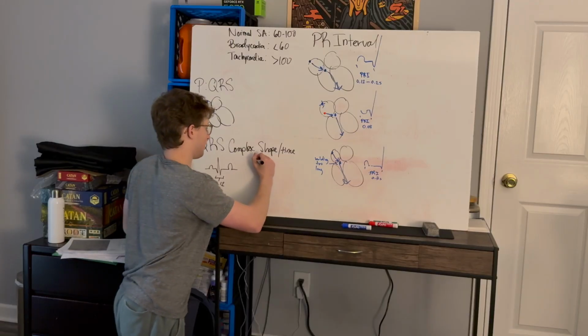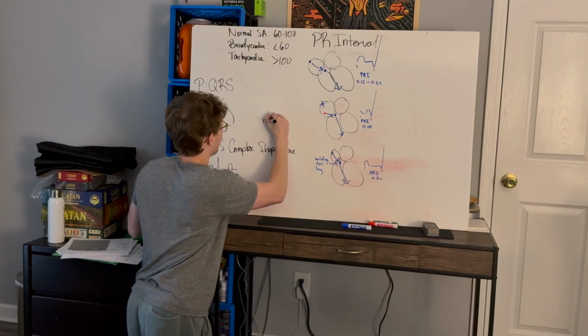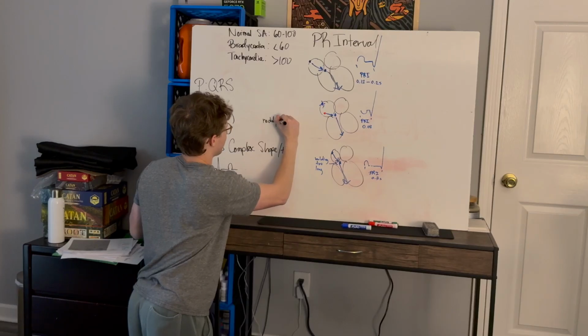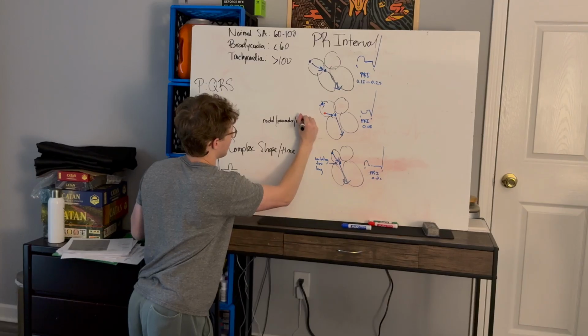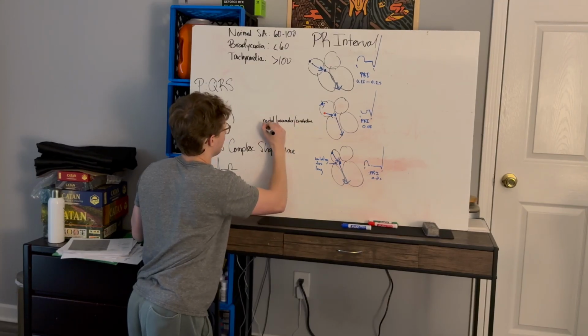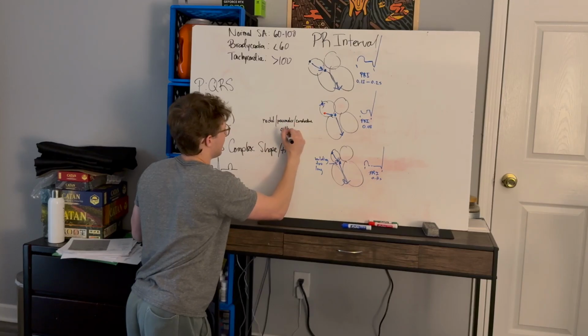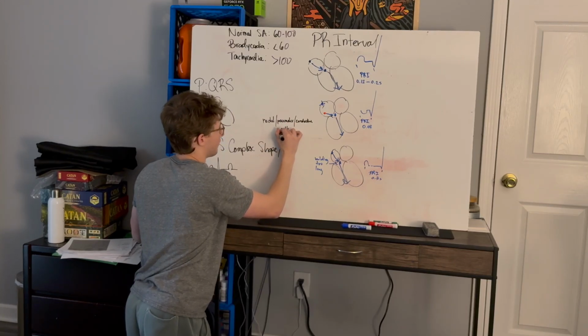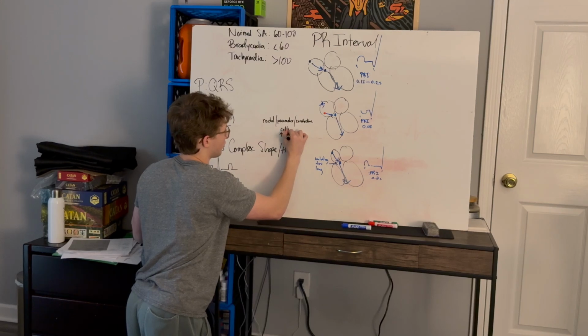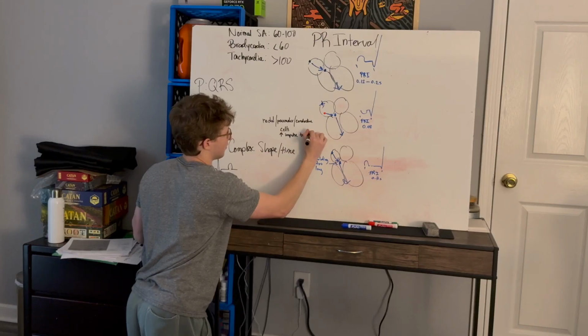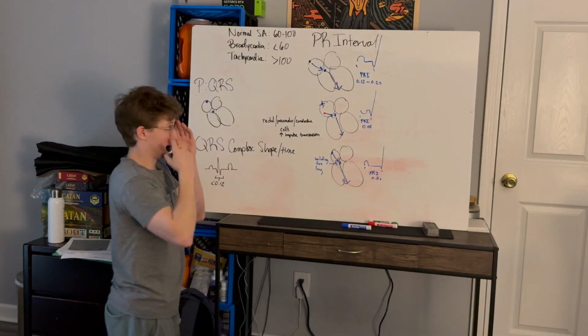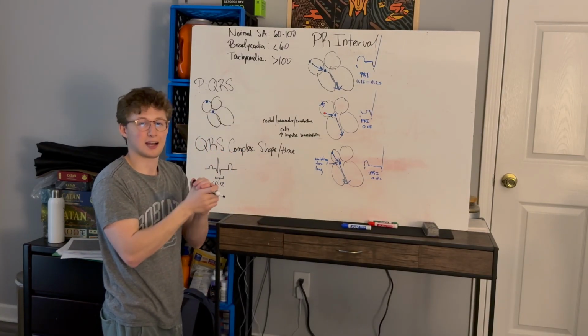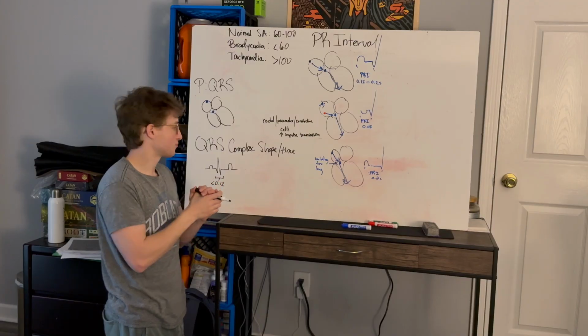This, if you want to call it nodal, pacemaker, or conductive cells, they have high impulse transmission. They are made to conduct that action potential extremely quickly.